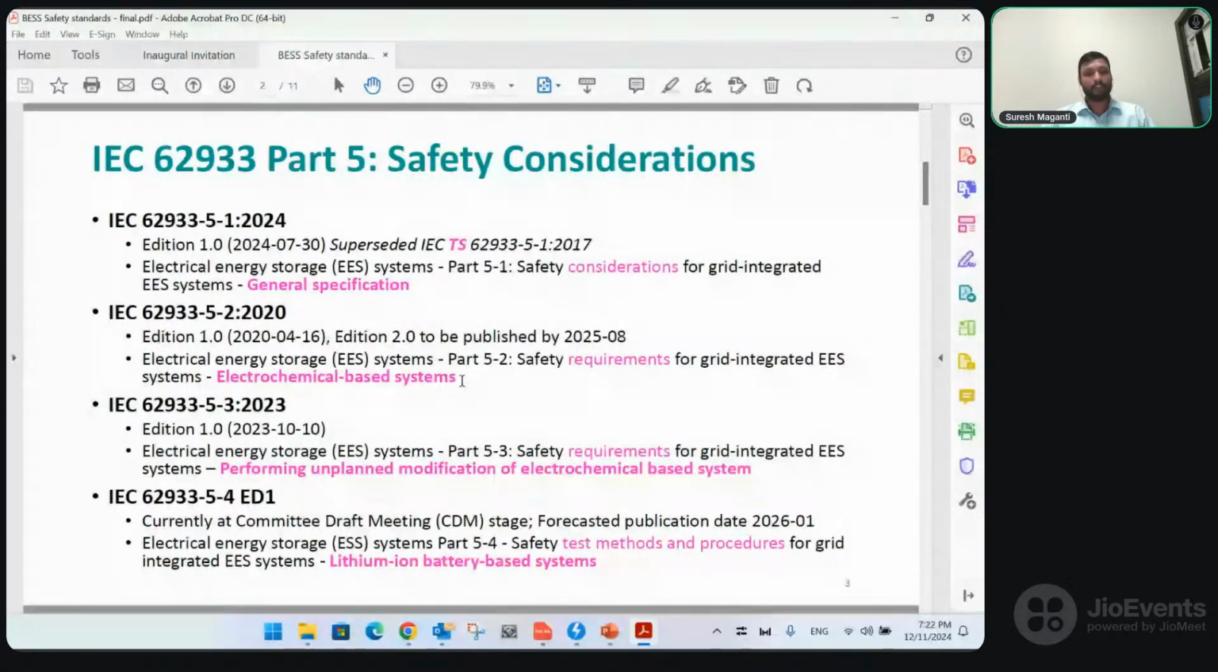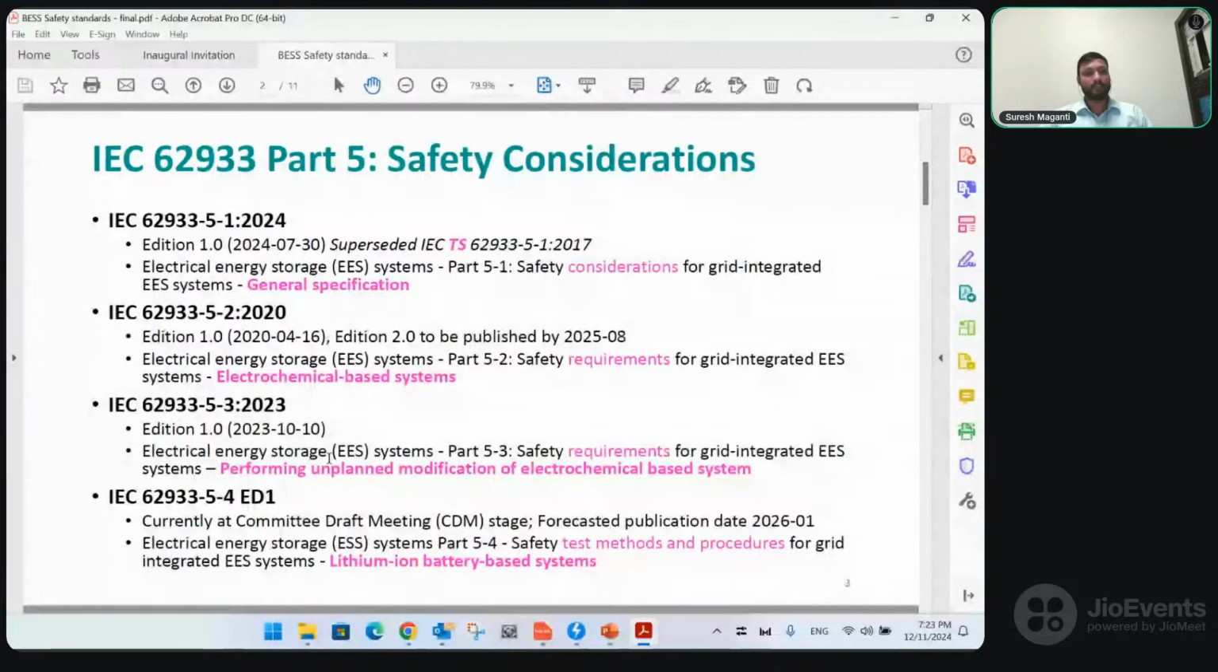And the third subsection talks about the unplanned modification of the electrochemical based system. For example, if you have already installed a battery energy storage system and you want to perform any other change, for example upgrading that system, what are the test procedures that need to be followed, these standards speak about. Sometimes there are changes in the system and we need to remove some of the energy storage part to replace it with other technology.